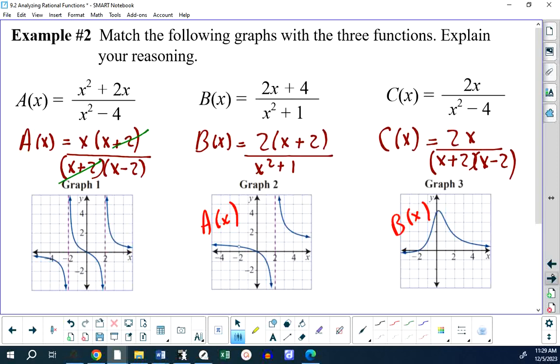By process of elimination, C of x must be the first graph, and that certainly makes sense because C of x has two non-permissible values. Neither one of the factors that create them cancel, and that means they're both vertical asymptotes at negative and +2. And again, you don't have to worry about why the shapes look like what they look like. That's for later. Any questions with example 2?